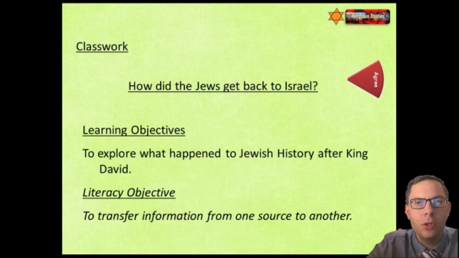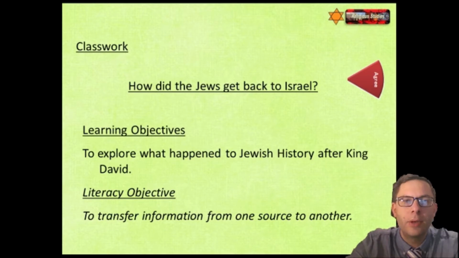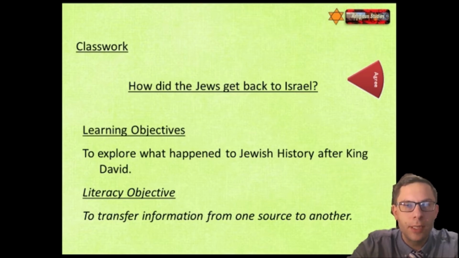We are looking at how the Jews got back to Israel. Okay, so our title today is How Did the Jews Get Back to Egypt? And that's obviously a bit of a leap because last time the Jews were still in Egypt with King David as their ruler, so that's going to make sense a little bit more as we go. Our learning objective is to explore what happened in Jewish history after King David, and our literary objective is to transfer information from one source to another. If you need to get that title written down, do so now, please.